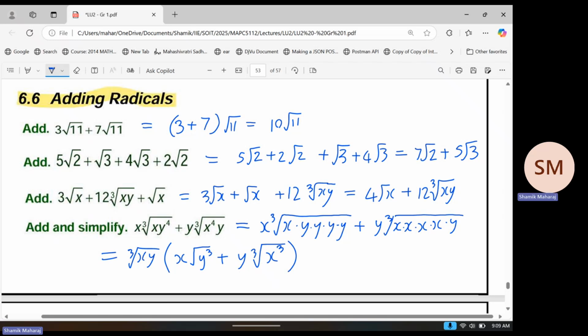Okay. So essentially, these are all just factorizing problems. Just find what's common, pull it out, and then whatever is left, add it if it's possible, subtract it if possible. Otherwise, just leave it alone. Like here, we can't really add these two together, so we just leave it alone.